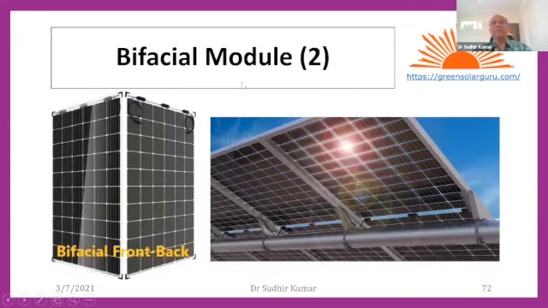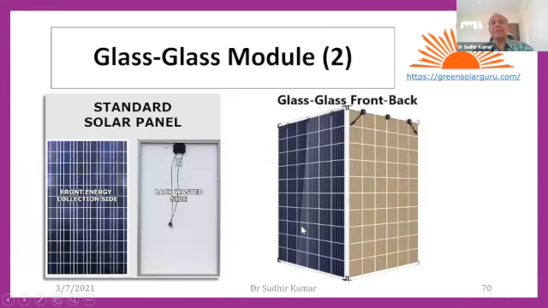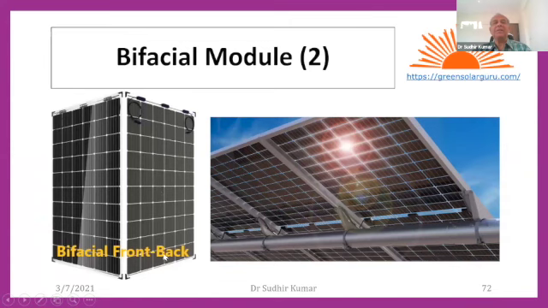So how do bifacial modules look? You have seen here, the front looks like a solar cell grid, and the back side is just paint. But in this one, you just see both sides are similar. So back to back, both are bifacial modules. And then you can see through it. Here you can see sunlight is coming through it.